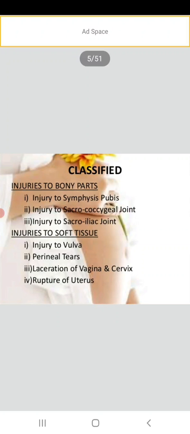Avoidance, early detection and prompt management are the key to reducing significant morbidity. Then classification: injuries to bony parts, including injuries to the symphysis pubis, sacrococcygeal joint and sacroiliac joint. Then injuries to soft tissue, including injury to the vulva, perineal tears, laceration of the vulva, vagina and cervix, and rupture of the uterus. Uterine rupture and uterine prolapse were covered in the last class.